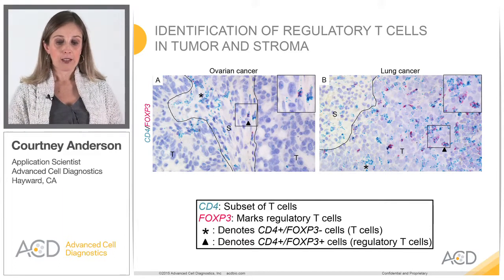And what we see in both of these cancer samples is that while we have a high number of cells that express CD4, we have several cells that express both CD4 and FOXP3. So this demonstrates that we are actually detecting regulatory T cells in both the tumor and the stroma.